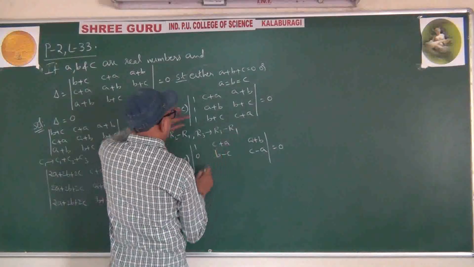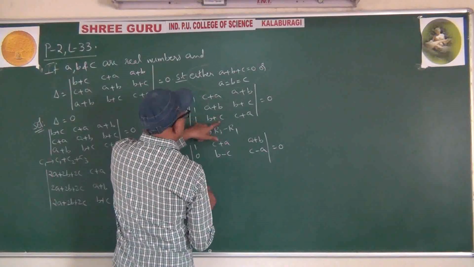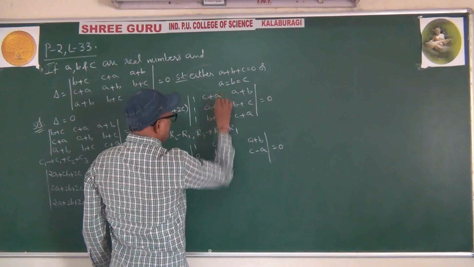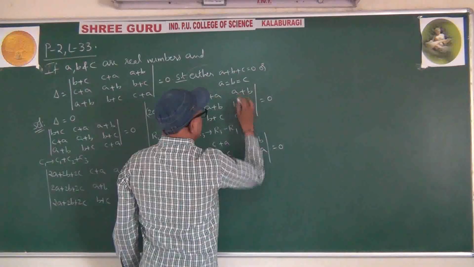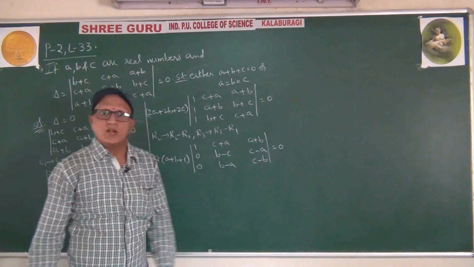Next R3 minus R1: 1 minus 1 is 0. b plus c minus c is b. Then b plus c minus c minus a, c minus c cancels, b minus a. Then plus a minus a cancels, c minus b. Okay.